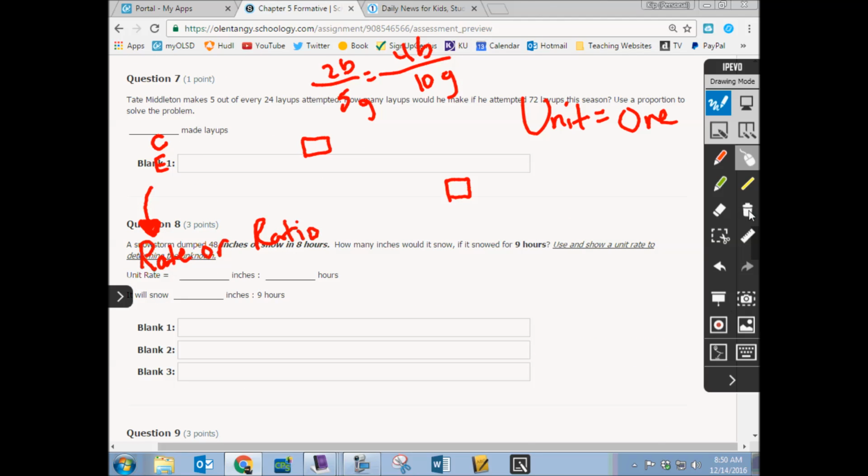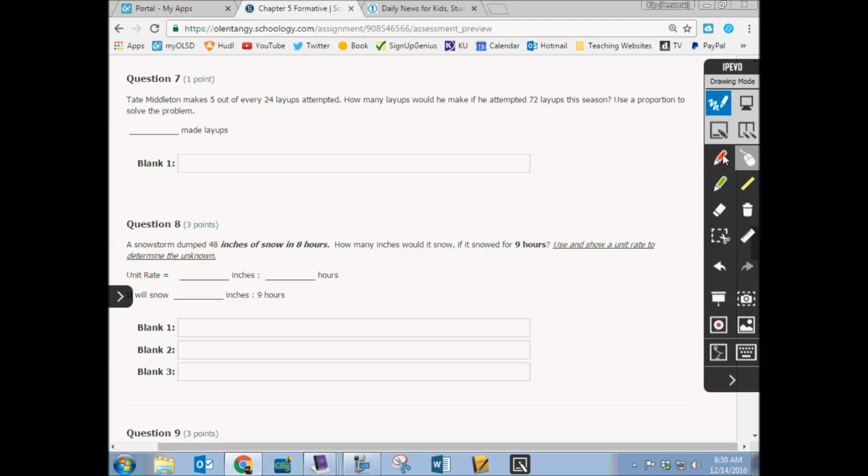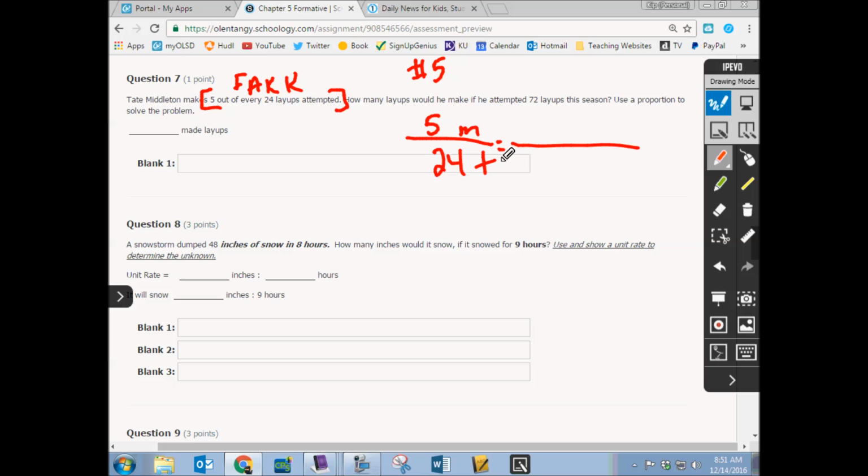Okay, question number 7. This is going to be learning target number 5. If Tate Middleton makes 5 out of every 27 layups attempted, so that is my fake information right there, guys. Now it's going to give me the real. Here's the question. How many layups would he make if he attempted 72? So this obviously has to be done with a proportion. Our fake ratio says that he's making 5 out of 24 total, right?